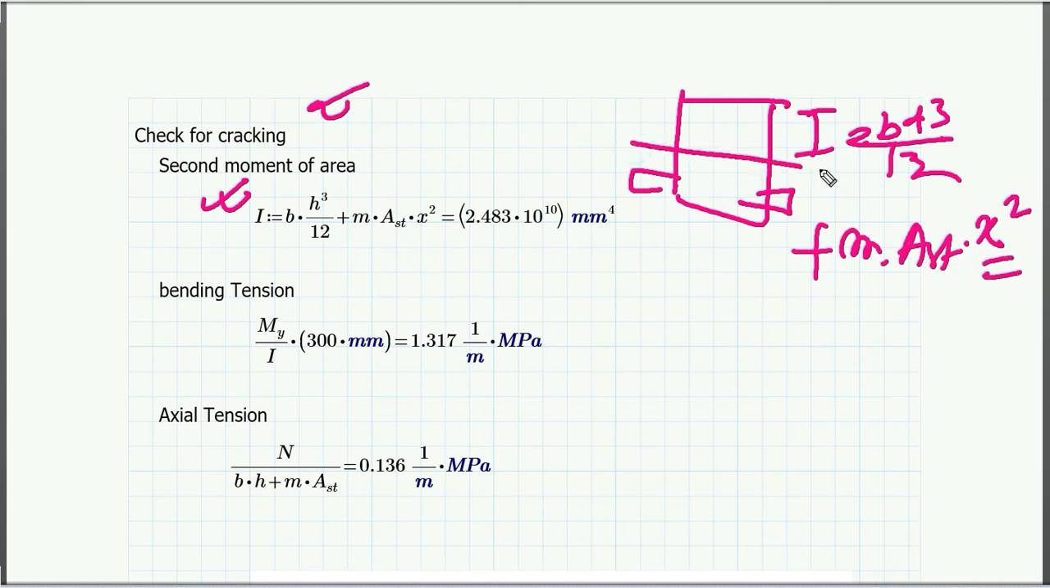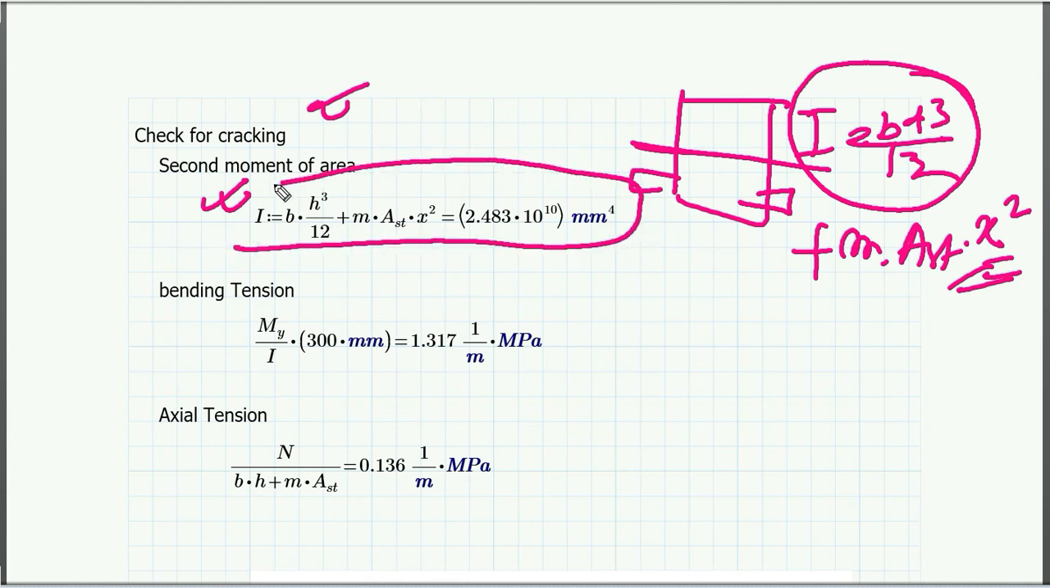Because this BD cube by 12 is the moment of inertia about the center, so it is m Ast into x square. This is the moment of inertia about the center of the area. And the bending tension will be how much? So M by I into y. So y will be how much?